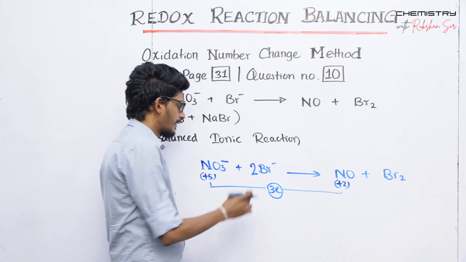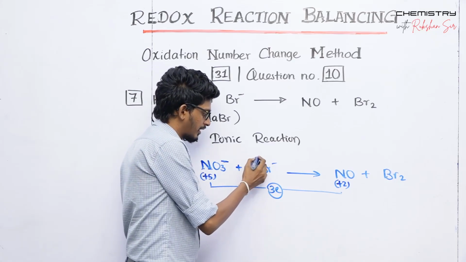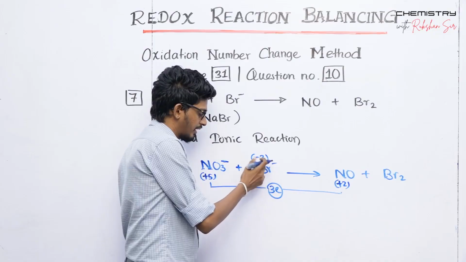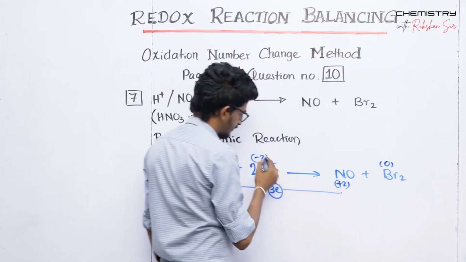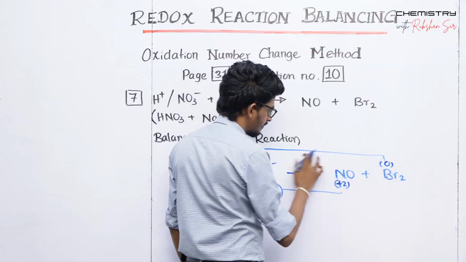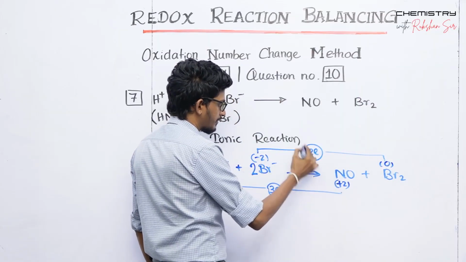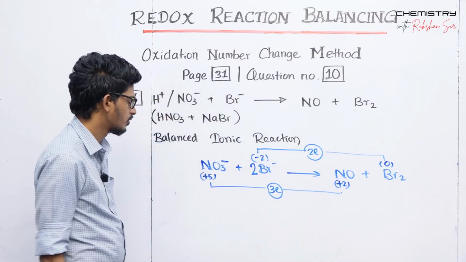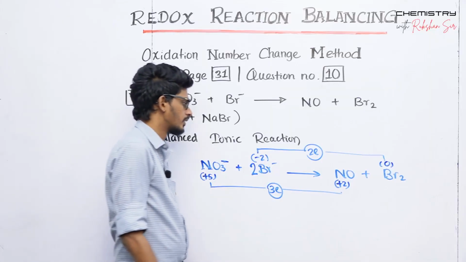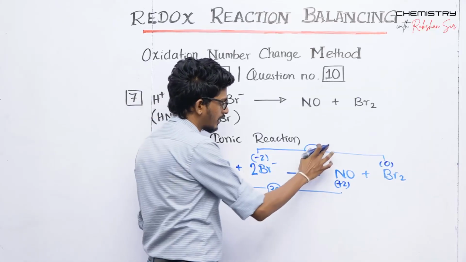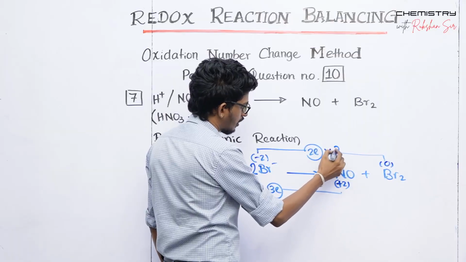Here minus 1 into 2 is minus 2. So minus 1, minus 1, 2 of minus 1, right? Minus 2. This 0, they remain 4. 2 units of difference. So balancing these two oxidation state differences, right? So the least common multiple is 6. So you need to multiply this thing with 3 to come up with 6.